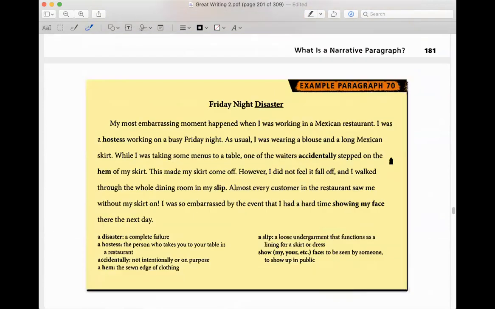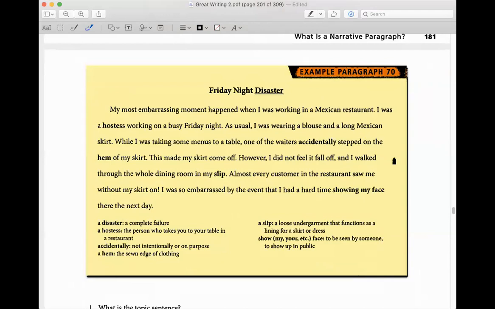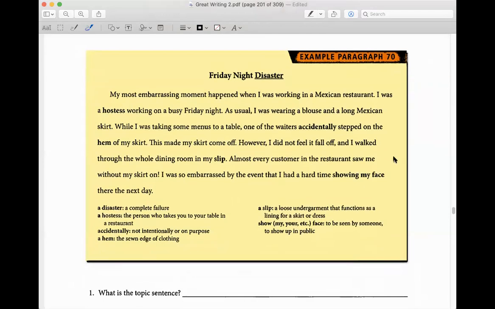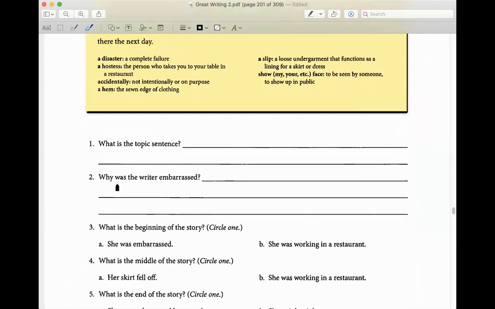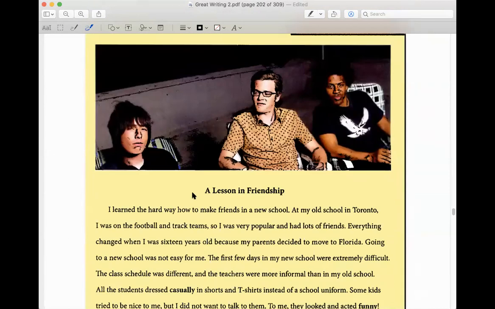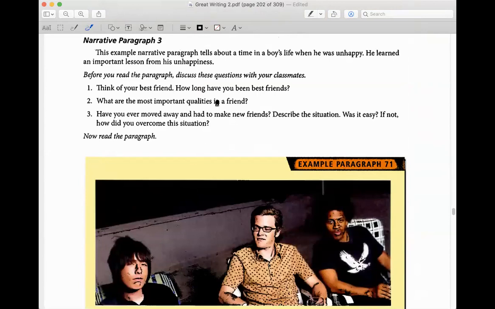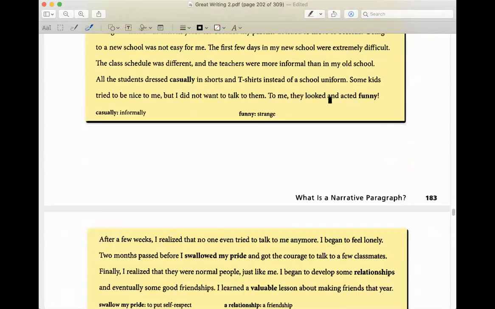We'll do this one too, and then we'll skip down. Actually, no. I'll let you guys do this one on your own. So read this one and answer the questions just like we did for the first one. This one is about a time when someone was unhappy. It was related to having a best friend. So there's another example you could use.